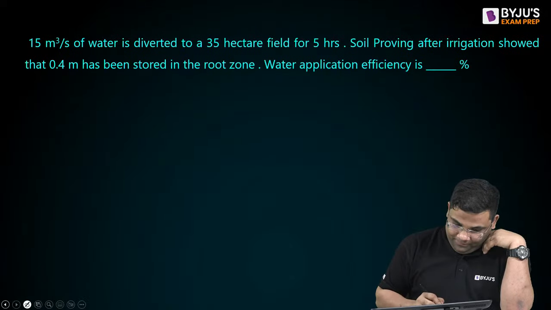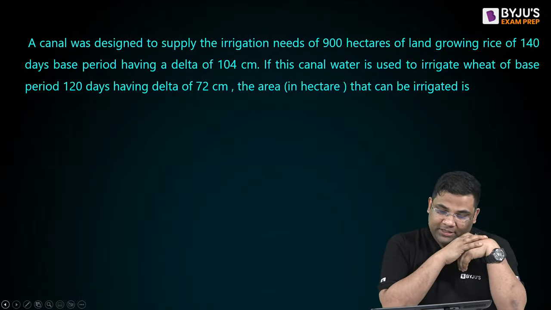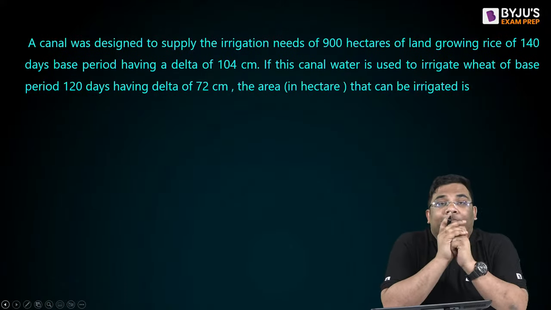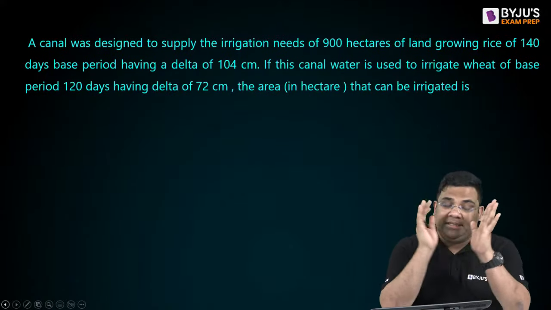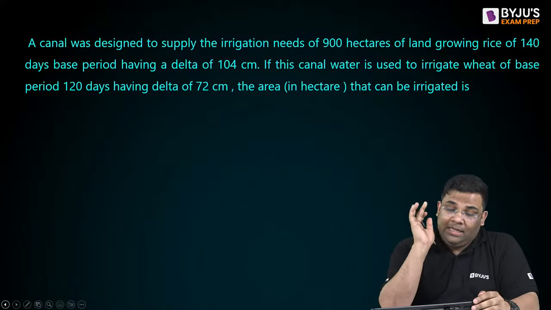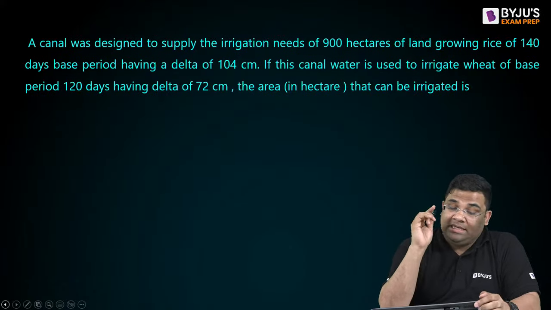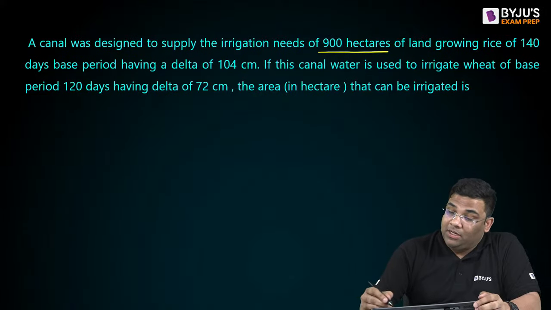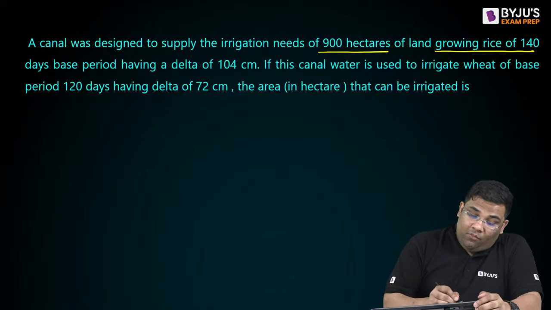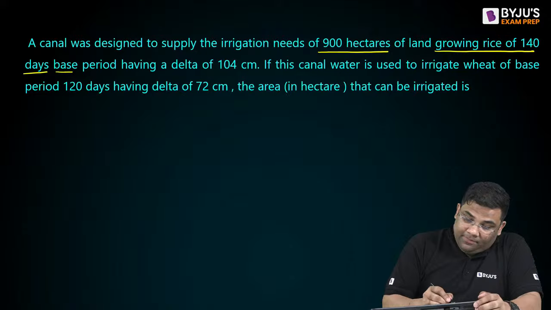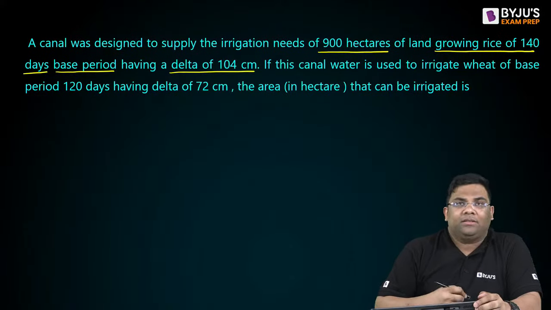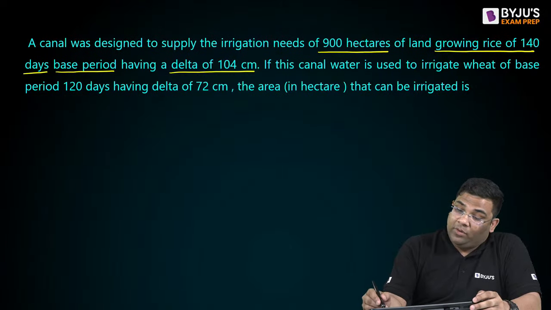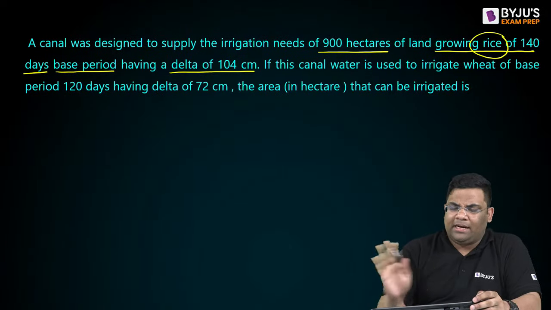Okay. Now, this question, okay, this is a different question. What is this question and how to solve it? They are telling that a canal was designed to supply irrigation needs of 900 hectares of land growing rice of 140 days base period, having a delta of this. So we are using a canal for irrigation of what? For growing rice. Very good, and data are given.